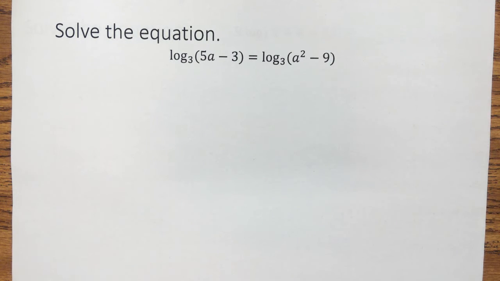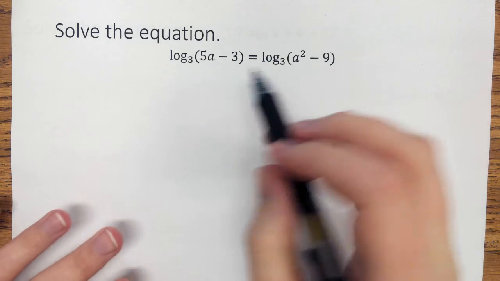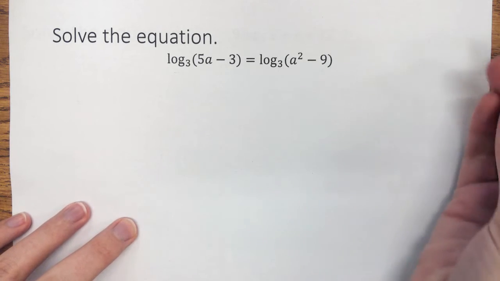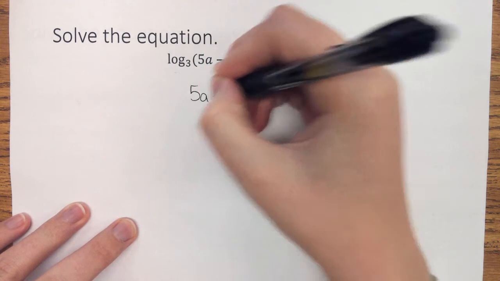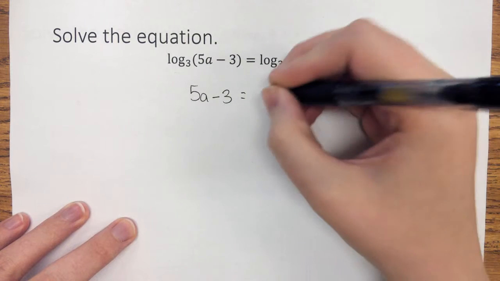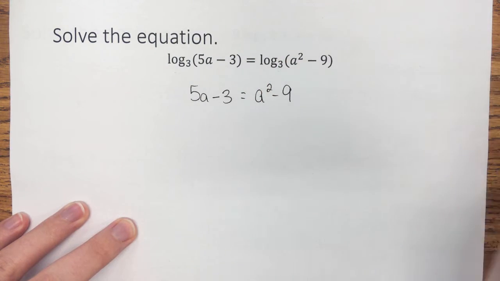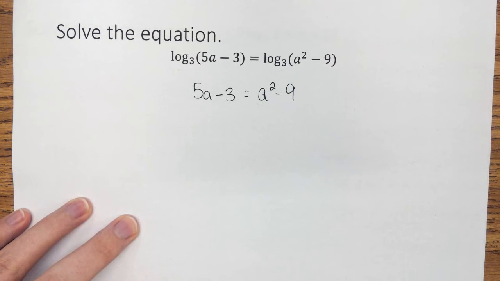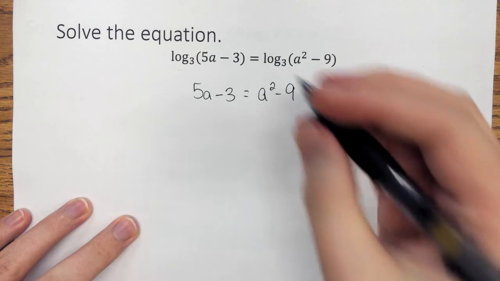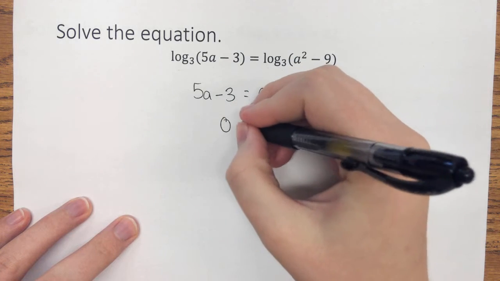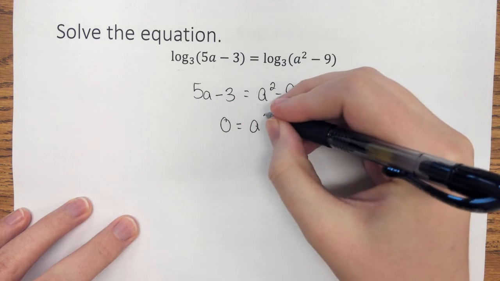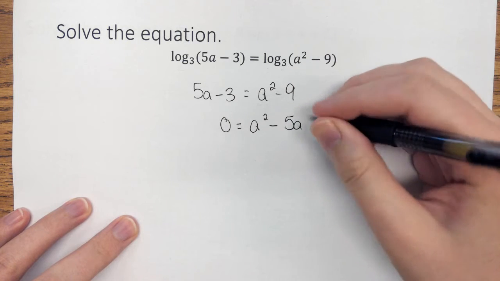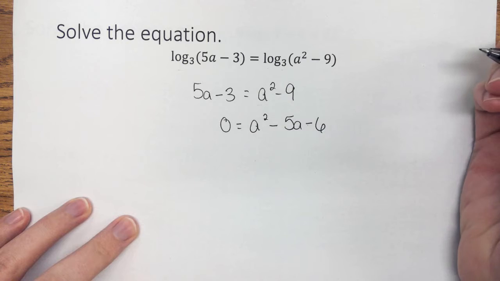Our next example is really similar. Again, I've got log base 3, log base 3. Anytime the bases are the same, we can just set the insides of our logarithms equal. Now the difference with this one is because of the square, that's a quadratic equation. So you may have to remember how to solve quadratics. Remember, we need all of our terms on one side, so I'm going to subtract 5a from both sides and add the 3 to this negative 9 to get a negative 6 and solve from there.